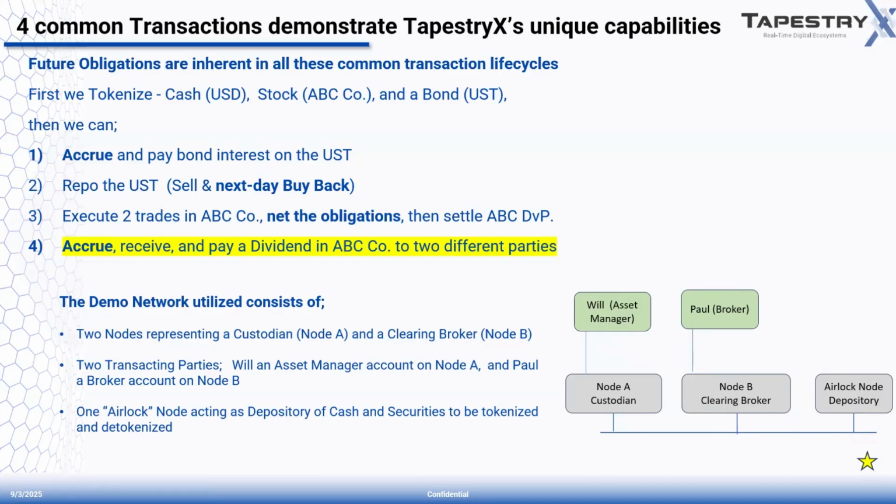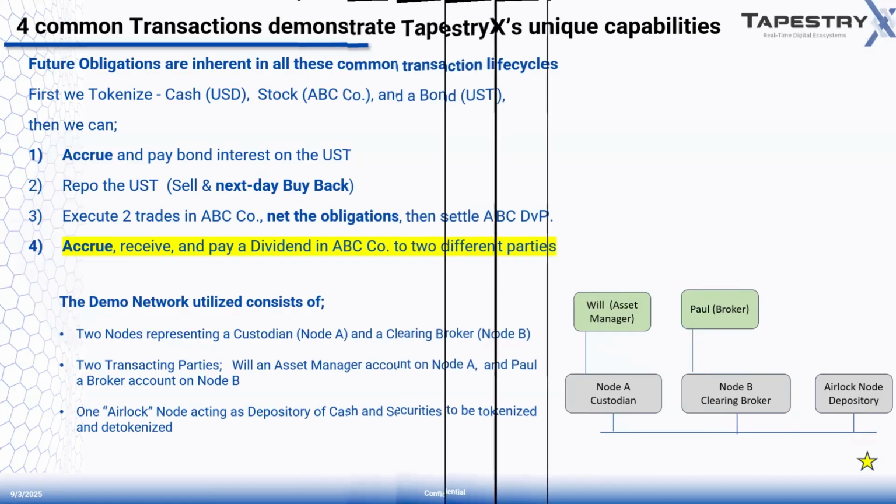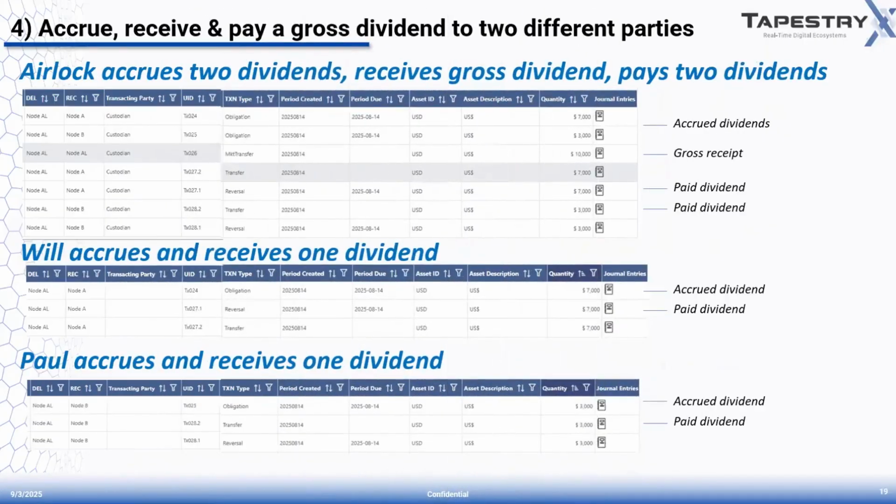So when we look on the system and see what's actually recorded, for simplicity's sake, we've combined the accrual and the payment in the same period. Obviously, it would be future dated, but please note that we have a period when the transactions are created and a period when they're due. So when we're recording what is effectively an obligation to pay, it could be future dated. But what we're showing you here is that the airlock accrues two dividends and receives a gross dividend and pays two dividends. So what does that mean?